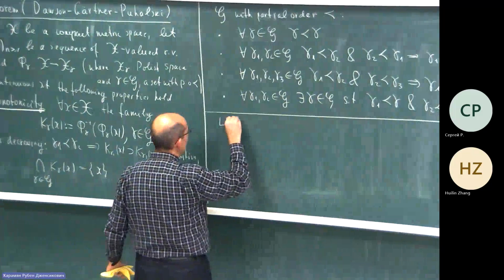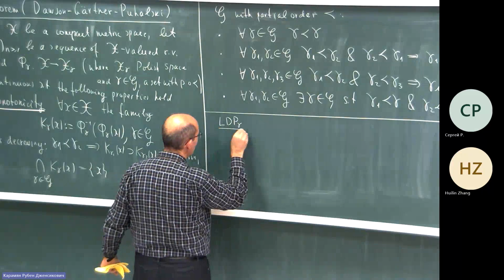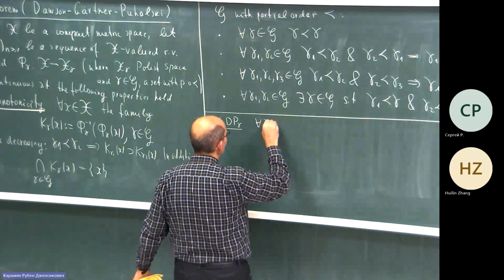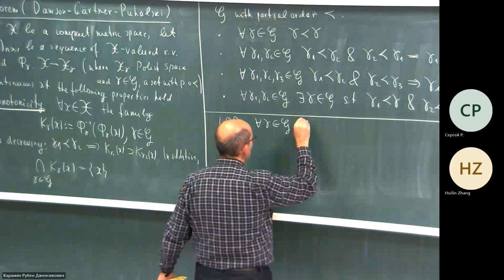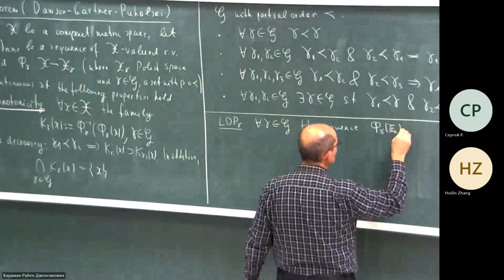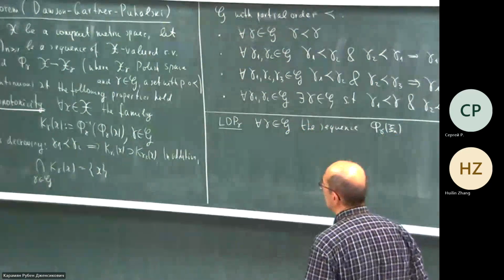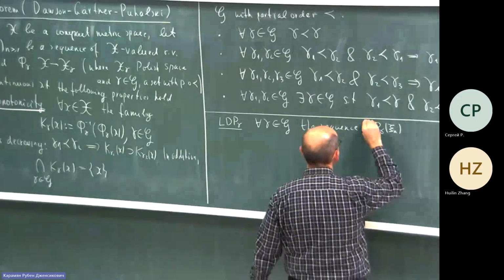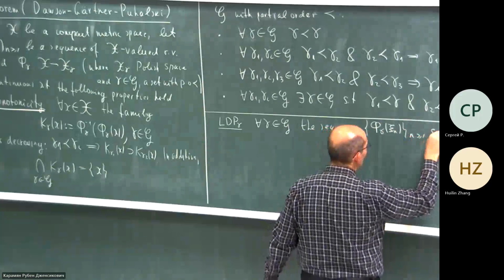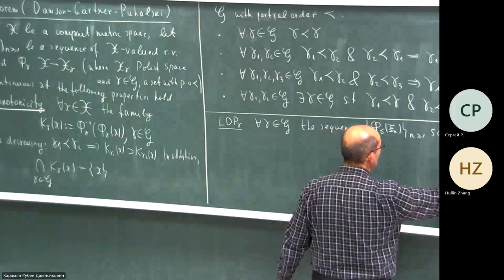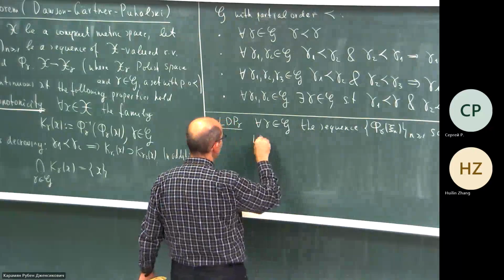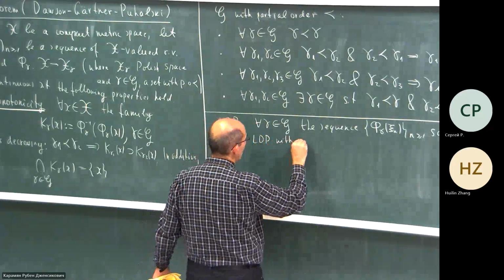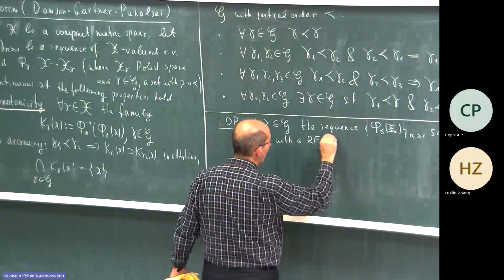Right, LDP with index gamma. It says that for any gamma, I gamma psi n satisfies LDP with the rate function, which I denote by I gamma.